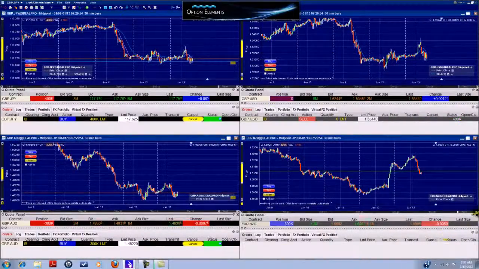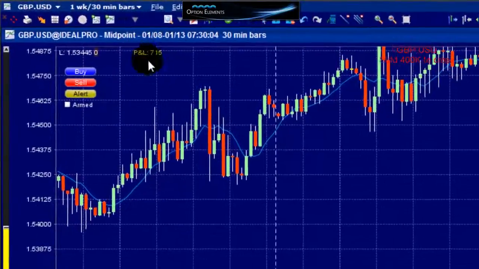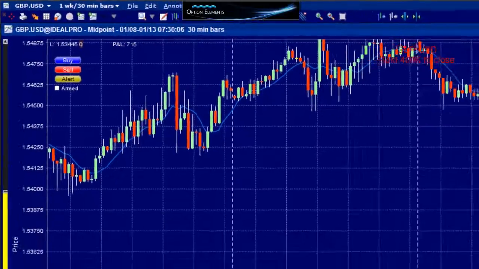Okay, so we just got filled on our British pound US dollar trade. As you can see, we now have a 0 position. P&L for that trade was $715 right there.